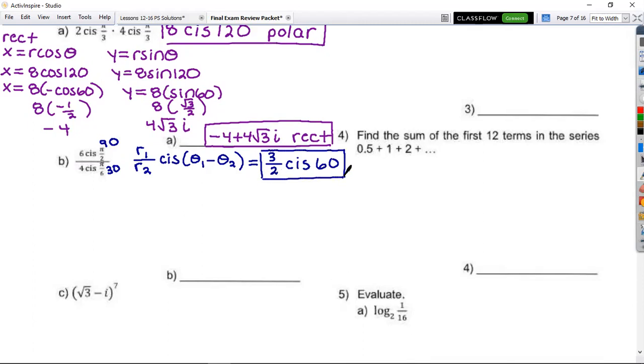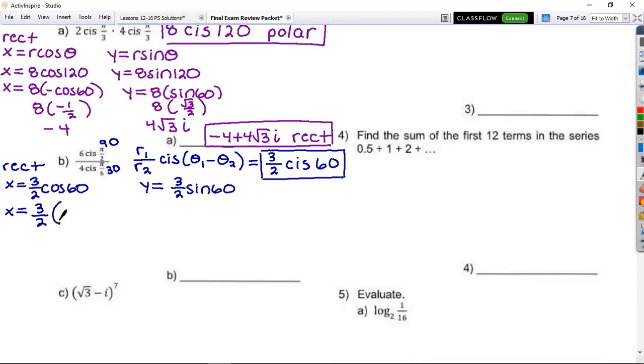Now you're going to take it the other step, just like we did with the question above. So now you're going to build all your rectangular. This is the part that takes longer. So x is equal to 3 divided by 2, cosine of 60. And then y is equal to 3 divided by 2, sine of 60.